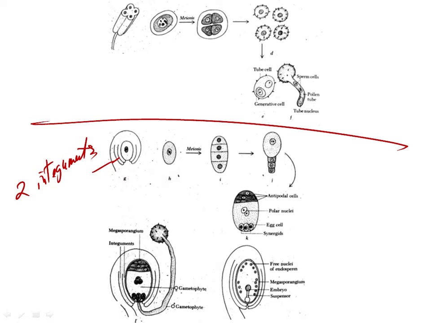Okay, we wanted to look at the female side of reproduction in the anthophyte, and we started with two integuments, and on the inside of those two integuments, also shown here in the second diagram, we have the megasporocyte. So it hasn't undergone meiosis. Here's meiosis. We get 4 megaspores. Three degenerate.